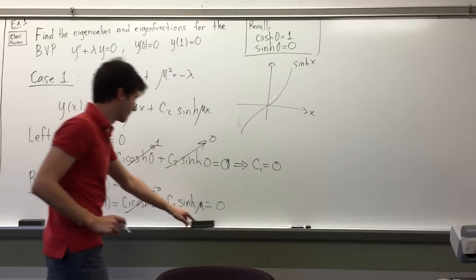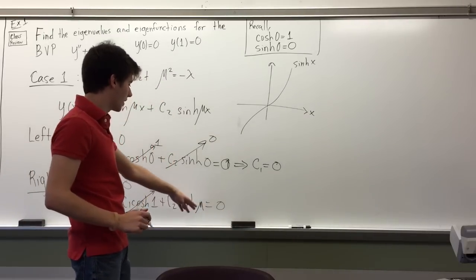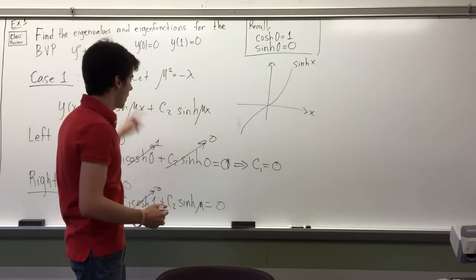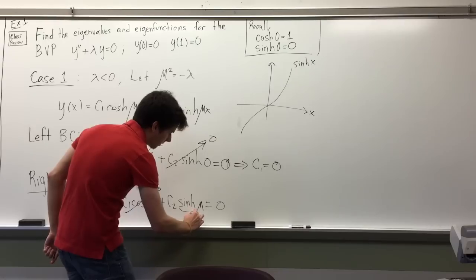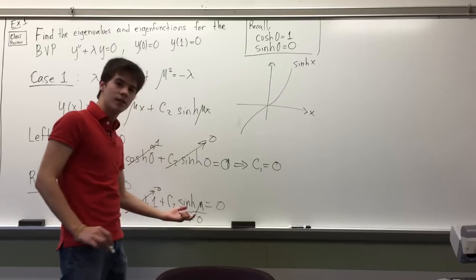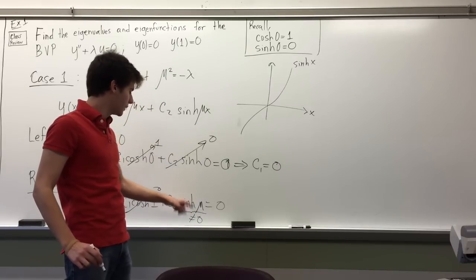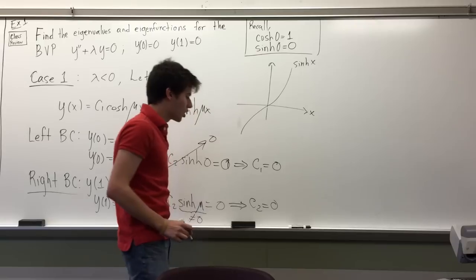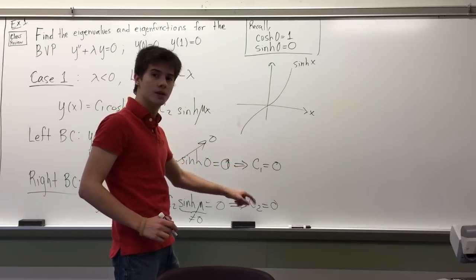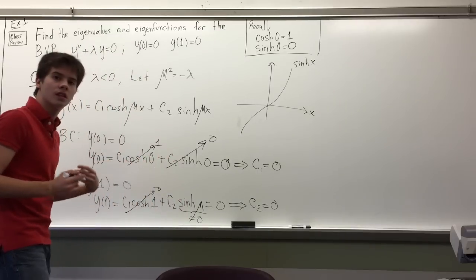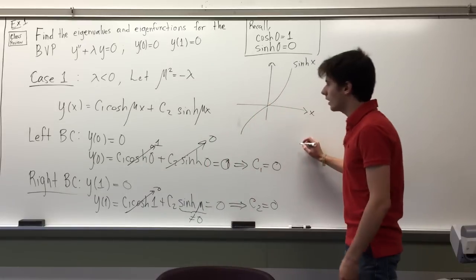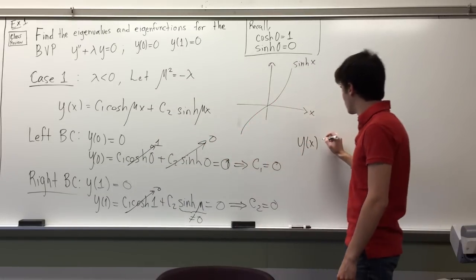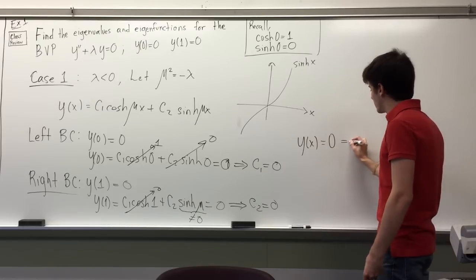but it's not 0 anywhere else. Since we know that mu is greater than 0 because lambda is less than 0, this term here cannot be 0. So since sinh of mu cannot be 0, c2 has to be 0. When c1 and c2 are 0, our solution is the trivial solution: all these terms vanish, so y of x equals 0.